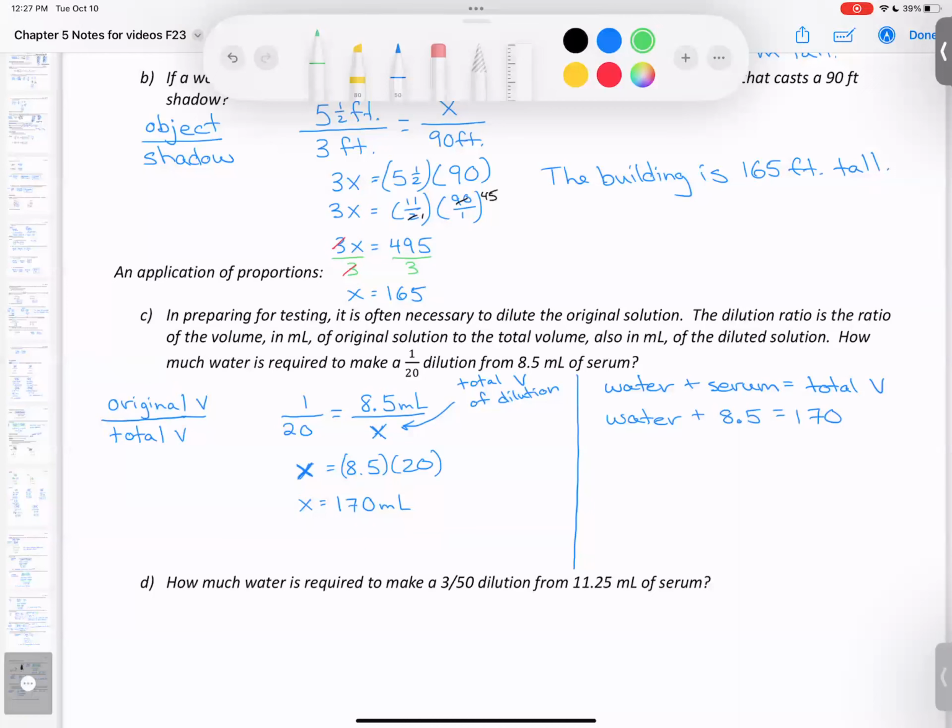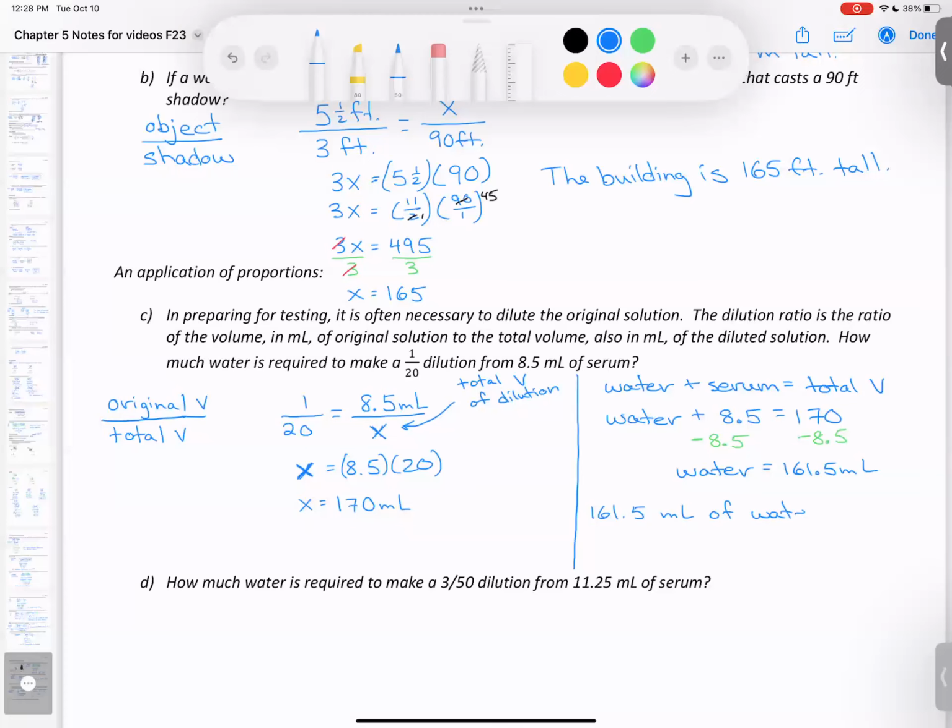To figure out the amount of water, while we added 8.5 here, we can actually subtract 8.5 from both sides, because the amount of water added is going to be our total volume of 170 minus that original volume of serum. And so we get water equals 170 minus 8.5, which is 161.5 mils. So 161.5 mils of water is required.